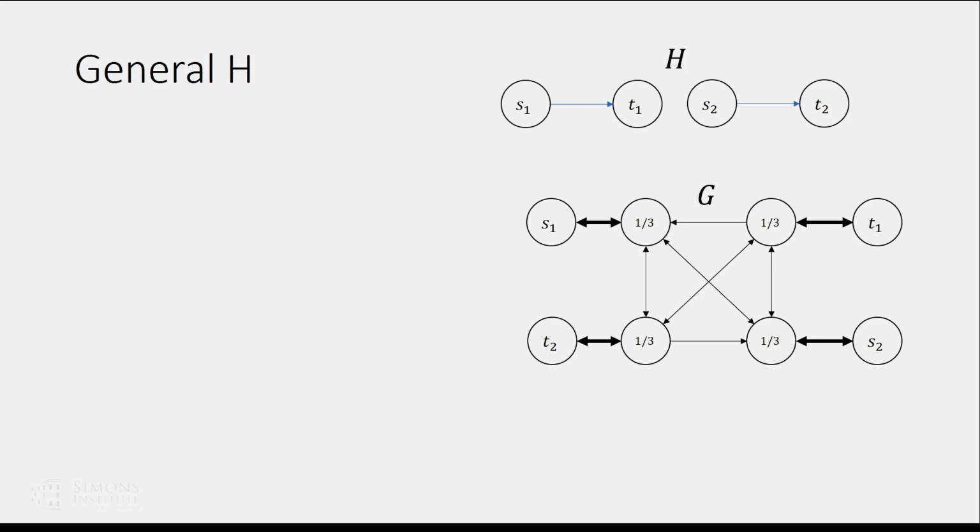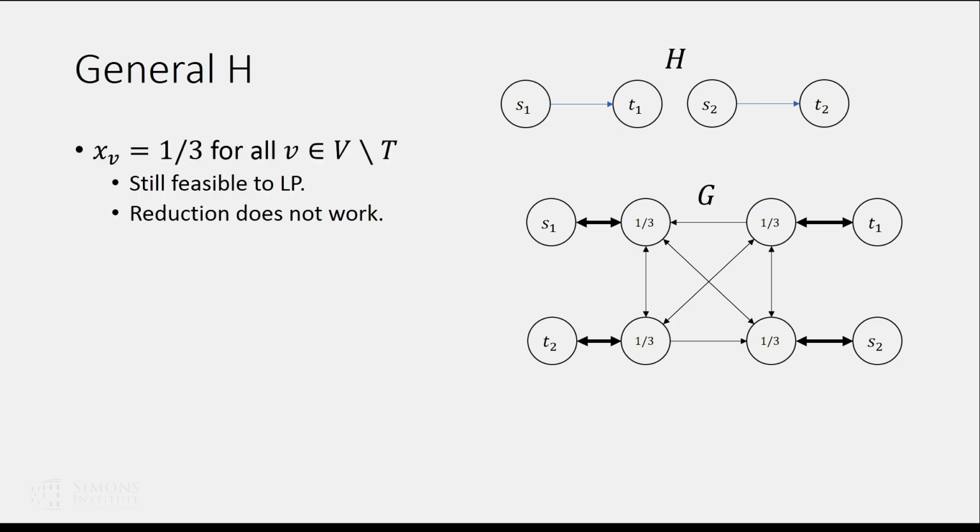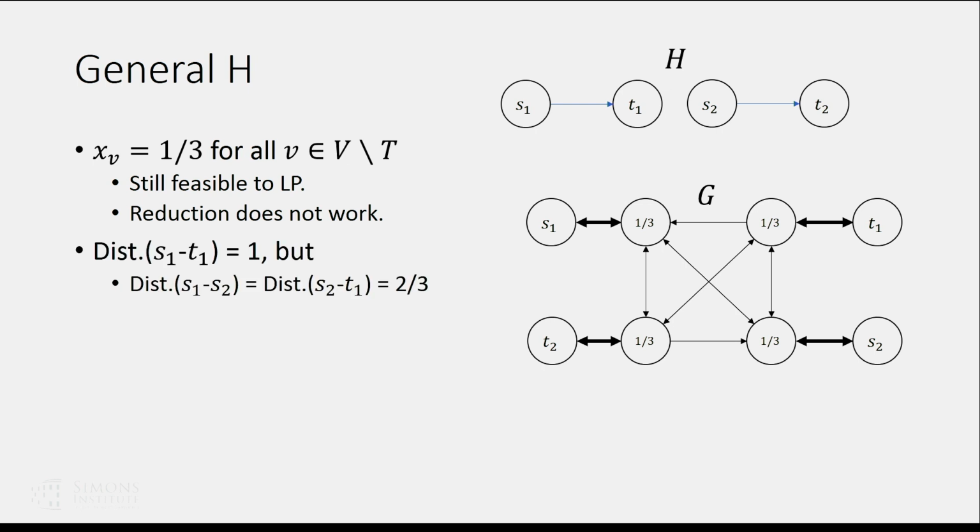Okay. Suppose that we have general H, even though this is not general H. But suppose that we have these bidirected edges between one terminal and one non-terminal vertex. Then in the eyes of the LP, I didn't change the instance at all. So the same LP solution will work. But somehow my reduction doesn't work at all. Okay? So the main reason is because my reduction was stupid.